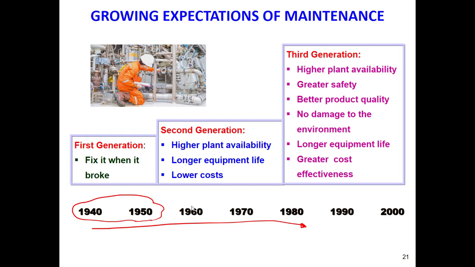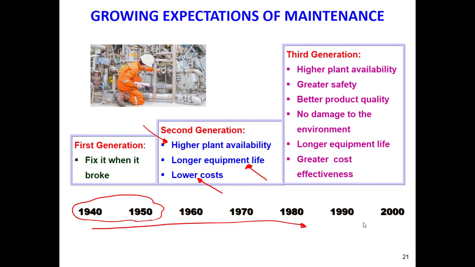Many years after, 20, 30, 40 years after, it became more detailed. They wanted higher plant availability. They wanted the plant to work more continuously. They didn't want to stop a process, and they wanted to use the equipment for a longer time, to have a longer life for the equipment, and to pay less cost. So they prepared the maintenance activities based on these objectives.